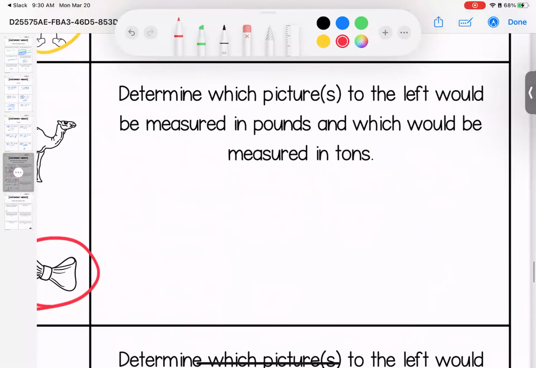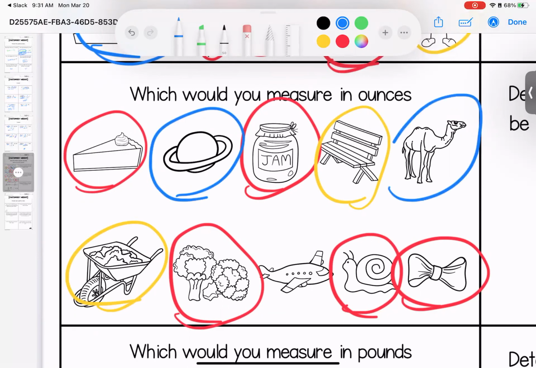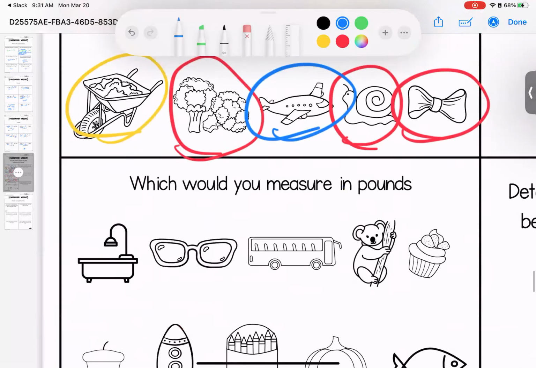And then it also wants to know what would be measured in pounds. So I'm going to turn to my yellow. Pounds would be the bench and the wheelbarrow. And then it also wants tons. Tons would be a planet, a camel, and an airplane.